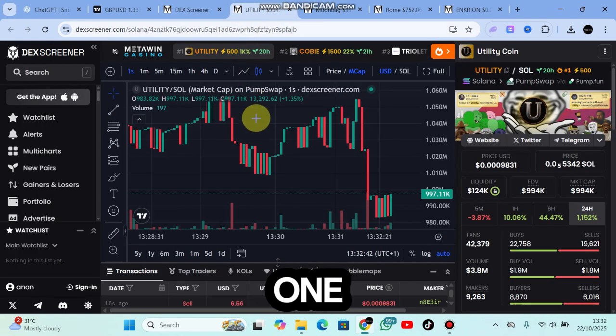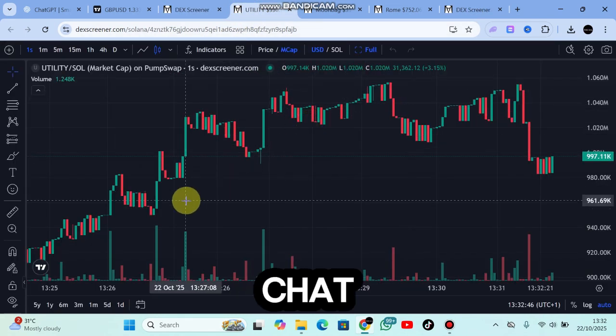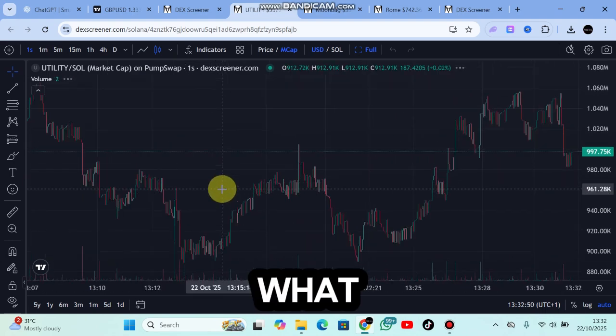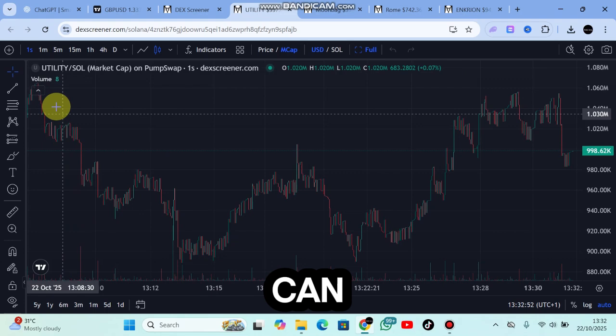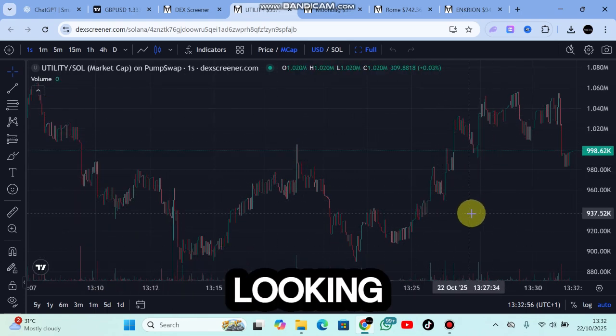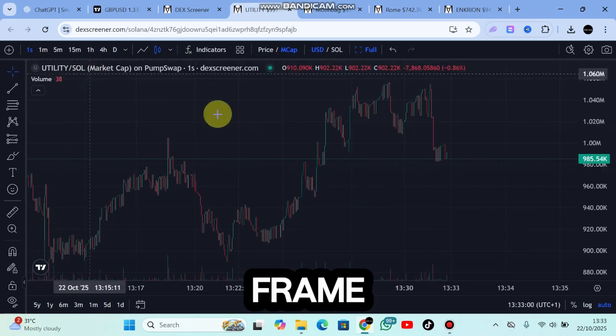So for the first one, Utility, as I can see right here, the chart is not looking like they are pumping it yet. You can see there's a down movement, upward, down movement, upward, which means the chart is looking legit, as you can see. So this is the 1 second time frame.